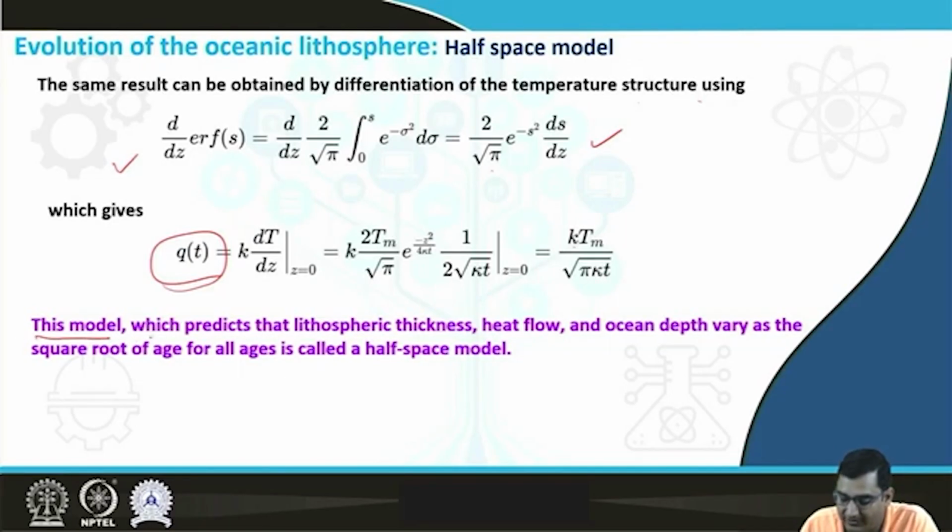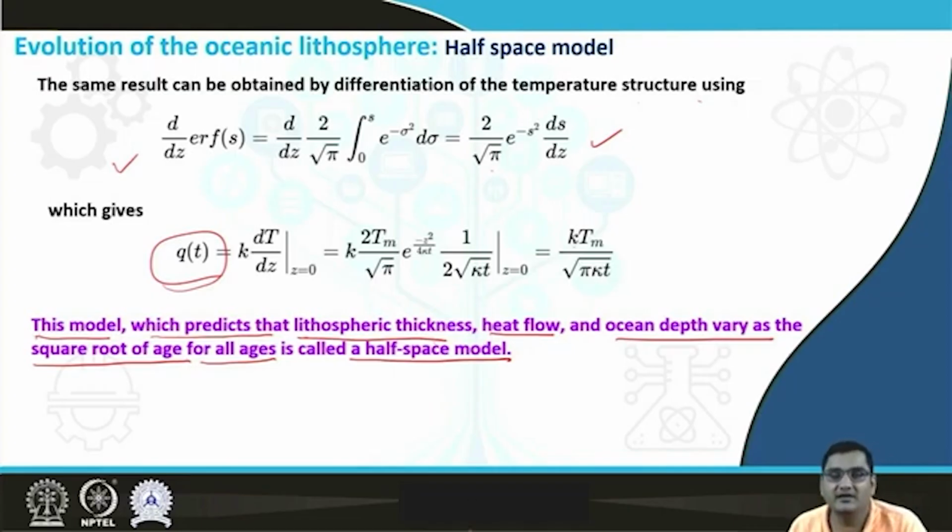This model, which predicts that the lithospheric thickness, heat flow and ocean depth vary as the square root of age for all ages, is called the half space model. So you can see we have represented the heat flow and also the thickness of the lithosphere and the ocean depth as a square root of the age of the lithosphere. That is why it is known as the half space model.